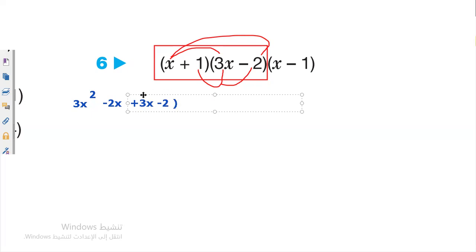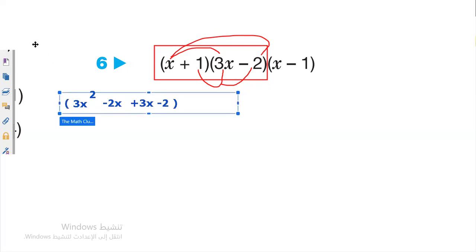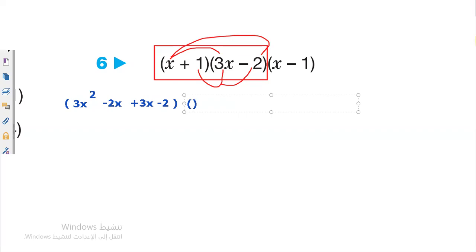It means we have to put them inside a bracket like this. This idea is to help me expand again. So I finished expanding the first 2 brackets. Now I'm going to expand again with the third bracket. So this bracket here, I'm going to write it as it is, which is x minus 1, like this.